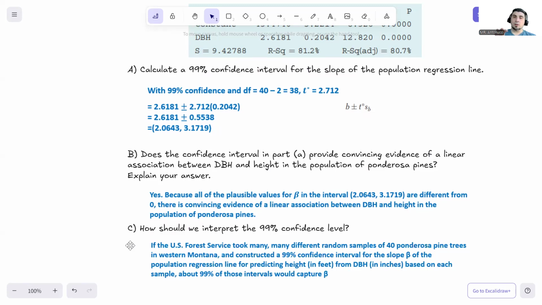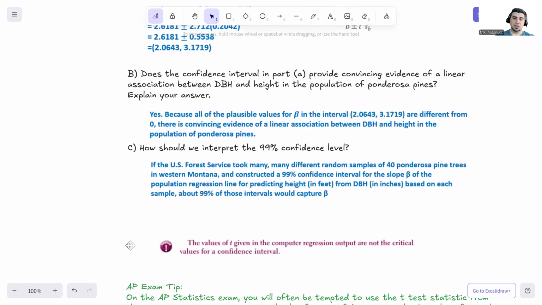So when you are interpreting the 99% confidence level, you're not interpreting the interval. Remember, those are two things. In part B, we interpreted the interval, and in part C, we interpreted the confidence level. So just make sure you have a distinction there.